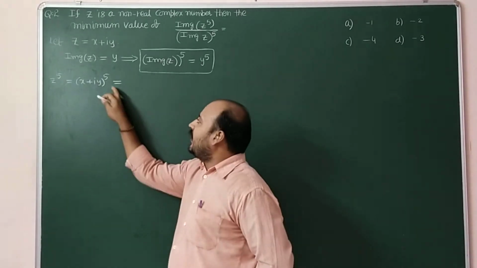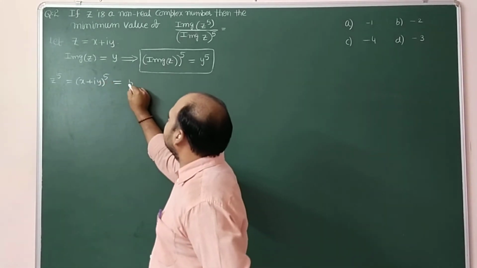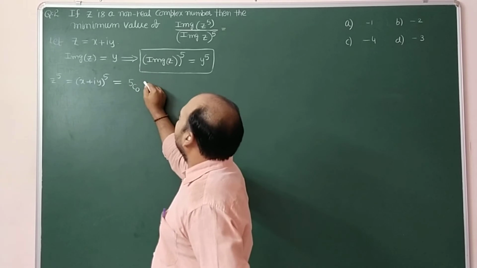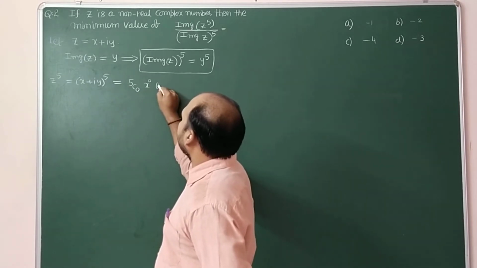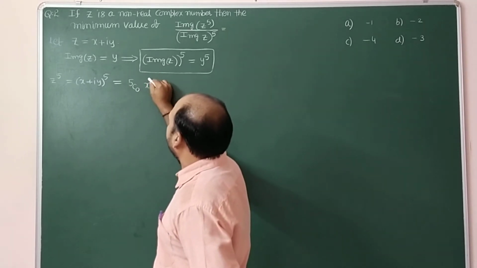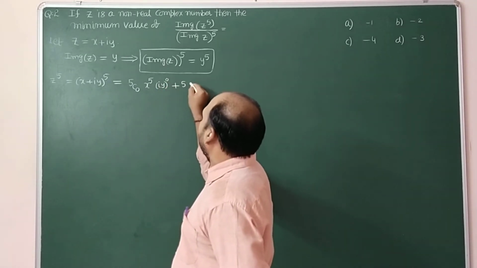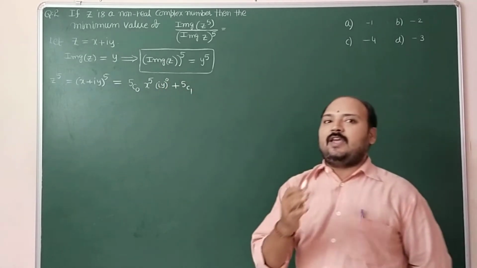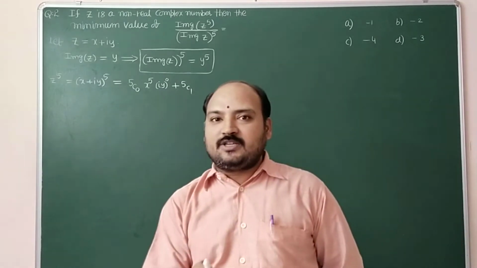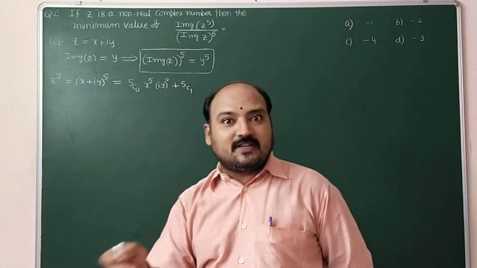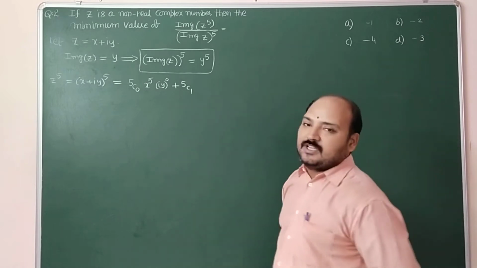So nC0, n is equal to 5: 5C0 x power 5, x power n, (iy) whole power 0, plus, I will write all the 6 terms. Why? Because the expansion of (x plus y) whole power n contains n plus 1 terms, that is 5 plus 1, 6 terms. 6 terms I am writing here.